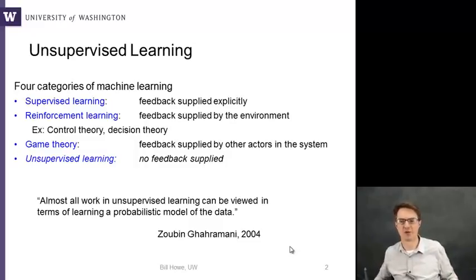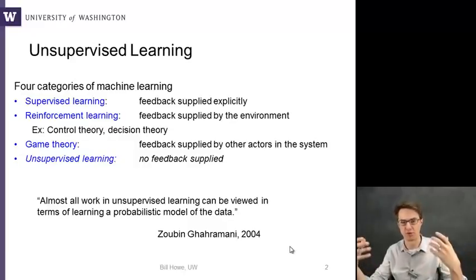So if we have these four categories of machine learning that are characterized by where the feedback comes from, then unsupervised learning is perhaps the one that stands out the most. We've only talked about supervised learning, but you can think about all four of these. In supervised learning, the feedback for the learning comes explicitly in the data. In reinforcement learning, the feedback is supplied by the environment. So this is control theory when you're trying to keep a plane in the air, for example. And in game theory, the feedback comes from the other participants in the system, the other players in the game. But in unsupervised learning, there is no feedback. And so here you're just looking for patterns in the data itself and trying to put them to use.